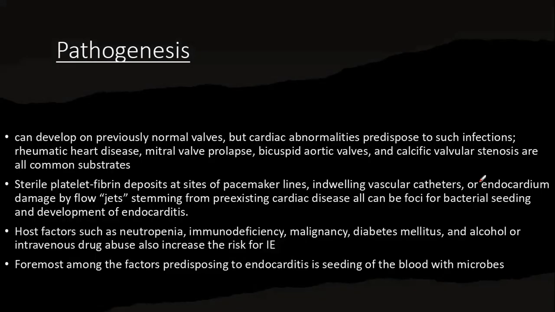Now, pathogenesis. Endocarditis can develop on previously normal valves, especially acute endocarditis. But cardiac abnormalities generally increase the risk of the valves being affected by the bacteria. And such abnormalities include rheumatic heart disease, mitral valve prolapse, bicuspid aortic valves, and calcific valvular stenosis, okay?